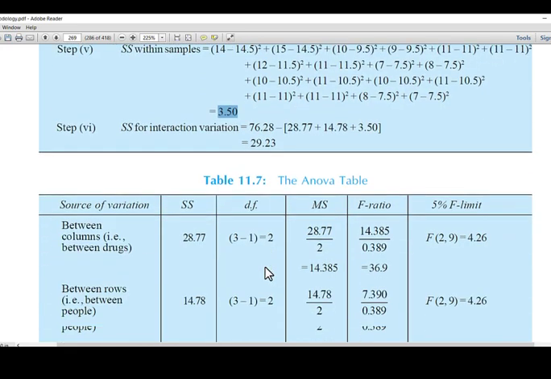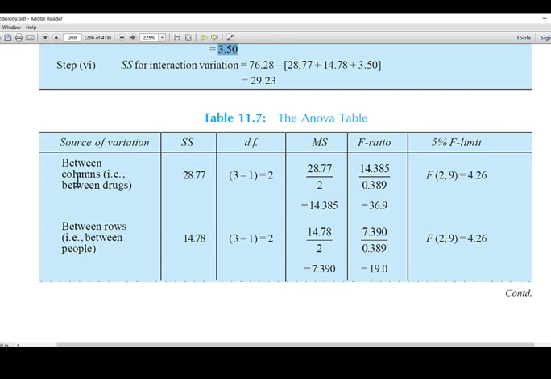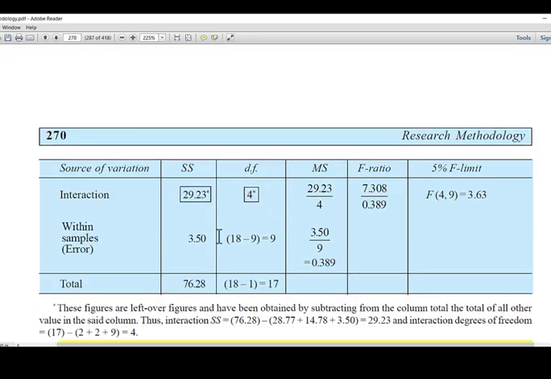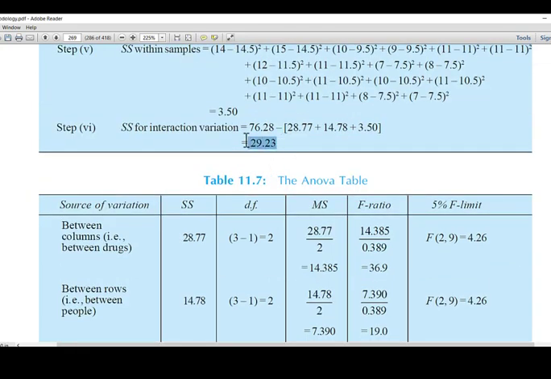Now we are setting up the ANOVA table. The ANOVA table is set up like this. Now between columns, that is between drugs, SS value 28.77, that we have seen already. And between rows, that is 14.78. And then this 3.5 related to within samples, that is error. Then interaction, that is 29.23, that we have seen here, 29.23. And this SS within samples is also called error. That error value is 3.5.